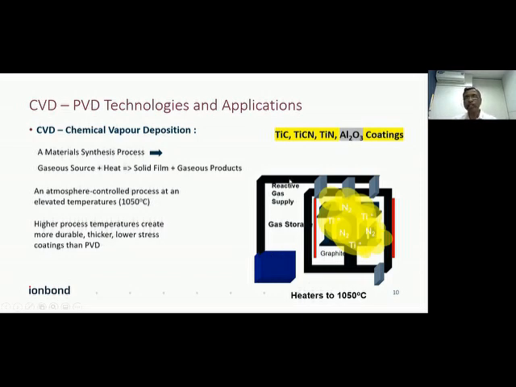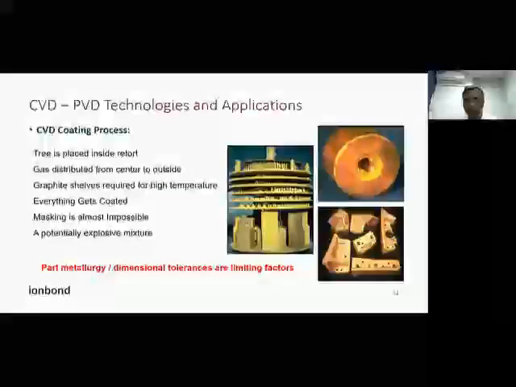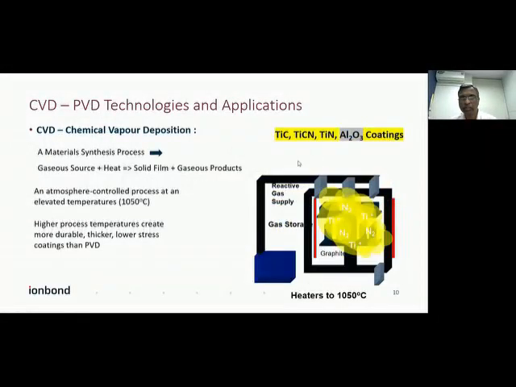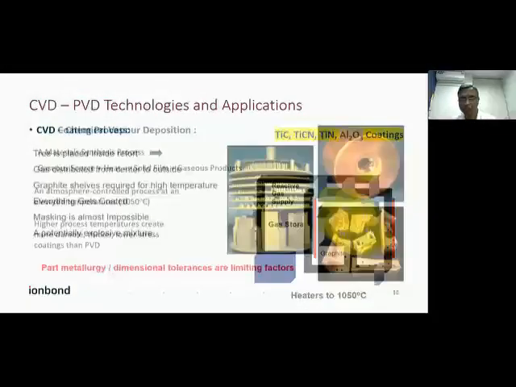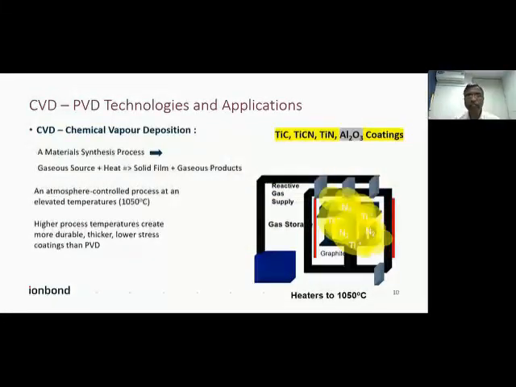Basically the reactive gases like hydrogen, nitrogen. Okay. With this route, as I mentioned earlier, titanium carbide, titanium carbonitride, then TiN, Al2O3, these are the coatings that can be formed through this process.